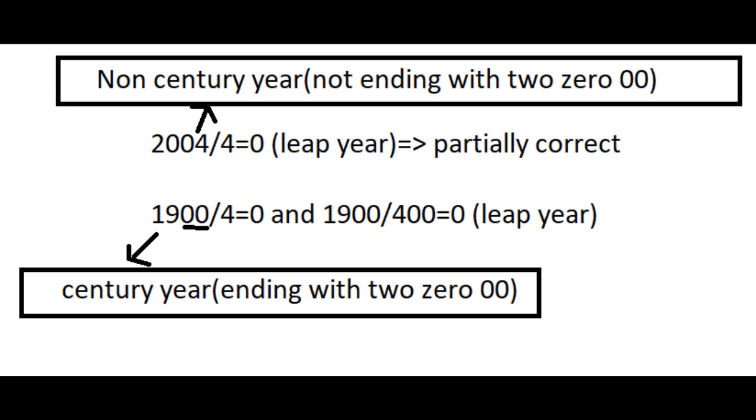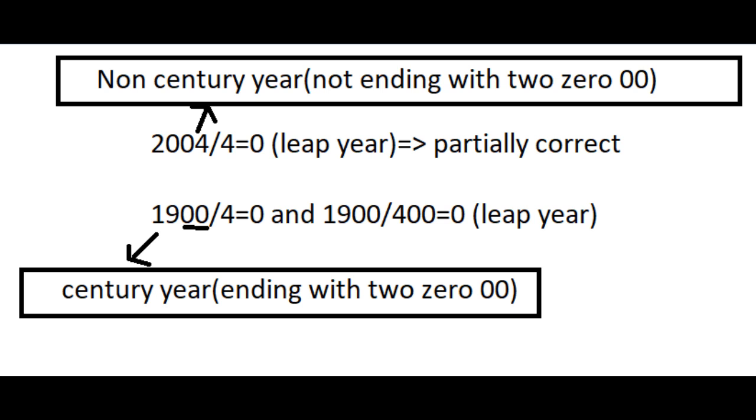For this century year, we have to check another condition. For a century year, we have to check two conditions. First, we have to divide the year by 4, and again we have to check another condition, that is, you have to divide the year by 400. If both conditions are satisfied, then we can say that year is a leap year.